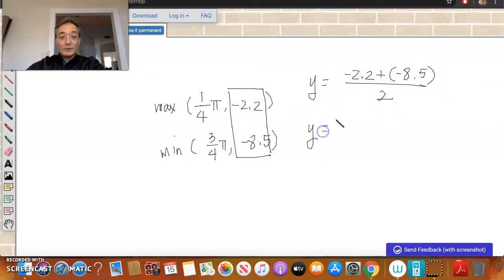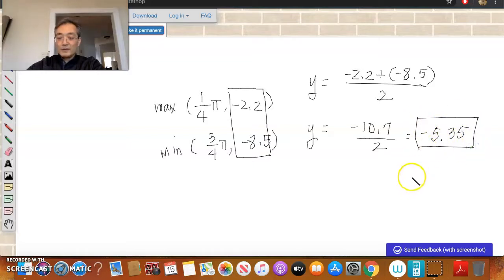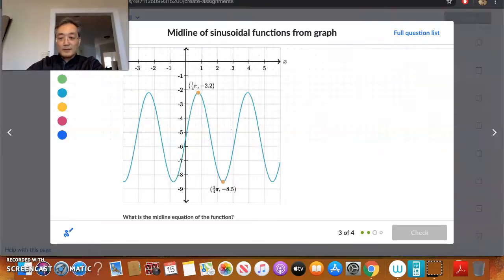So that's going to be negative 10.7, I believe. Negative 10.7 divided by 2, which then gives us what? Negative 5.35. So there is our midline. Okay? Negative 5.35.